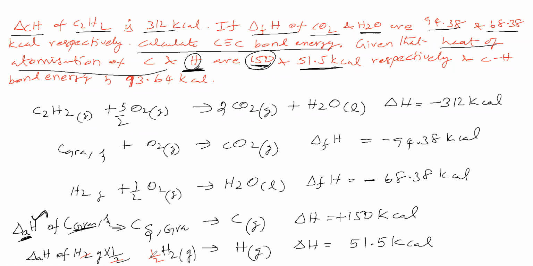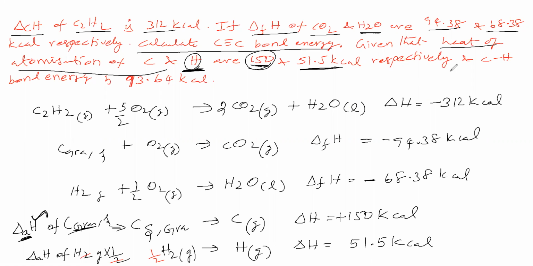So you are multiplying this by half. Why are you multiplying by half? Because they have given H, so we must multiply this by half. Then only it will become H. Correct? But don't multiply delta H by half. For this, half H2 gives H gas, and for that delta H is 51.5. Therefore, half H2 gives H gas, delta H is equal to 51.5 kilocalories.